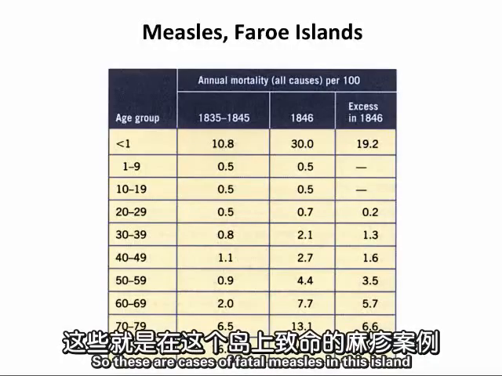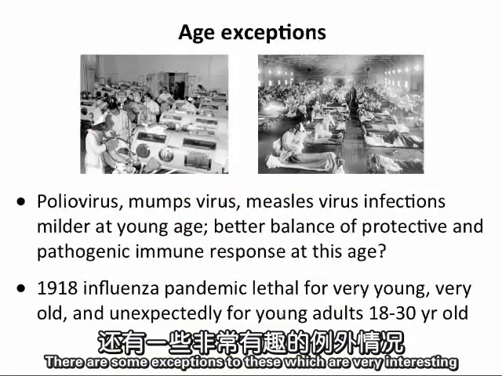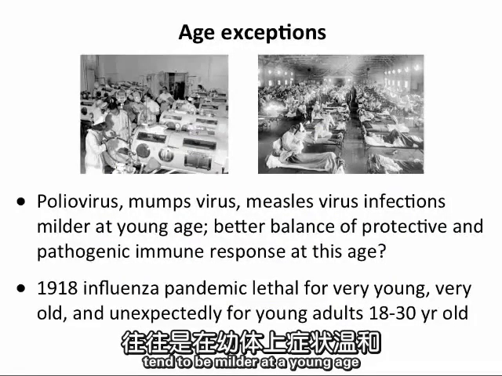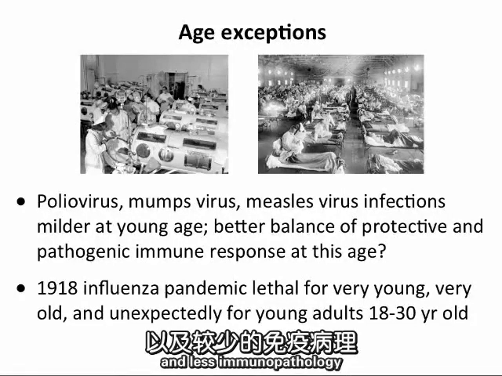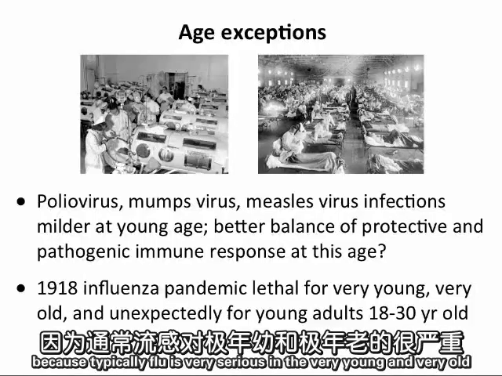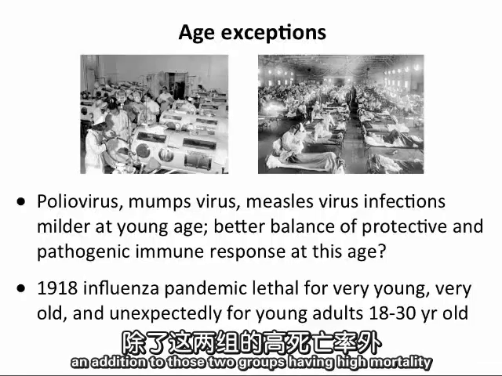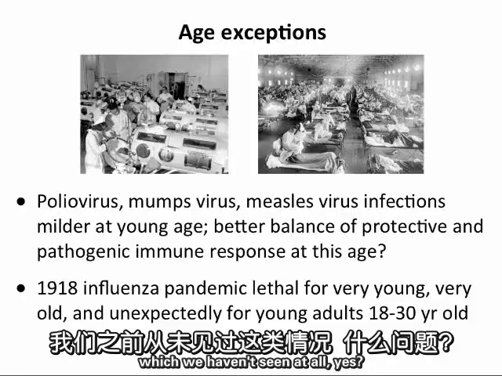So these are cases of fatal measles in this island. There are some exceptions to these which are very interesting. Polio, mumps, measles tend to be milder at a young age, which is probably a consequence of the poorly developed immune system and less immunopathology. The 1918 influenza pandemic was interesting because typically flu is very serious in the very young and the very old. But in 1918, in addition to those two groups having high mortality, there was an 18 to 30-year-old peak in mortality, which we haven't seen at all.